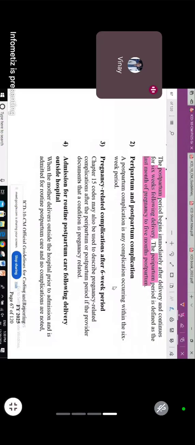Okay, what if a lady is coming after 2 months? Okay, a lady is coming after 2 months of a delivery, which is beyond the postpartum period. The postpartum period is 6 weeks, 1.5 months only. Suppose a lady is coming after 2 months with some complication which started during pregnancy. Can you code an O series code?